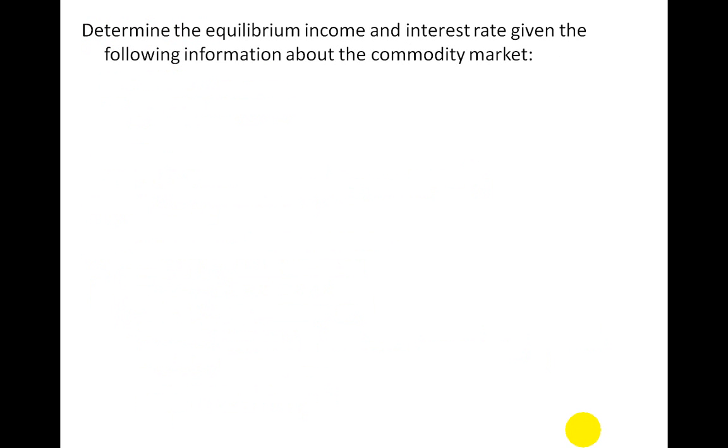Now let's talk about this example. Determine the equilibrium income and interest rate given the following information about the commodity market. Okay, I'll give you this given information.